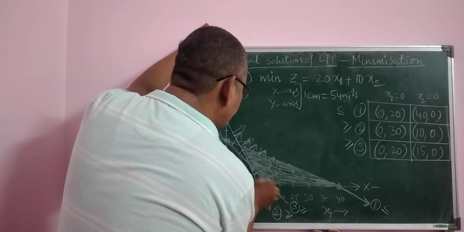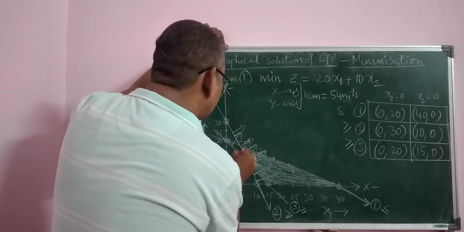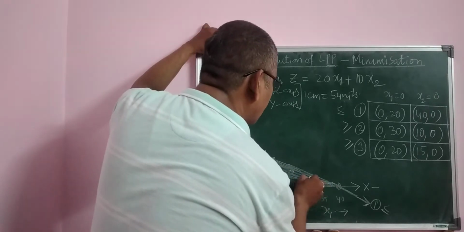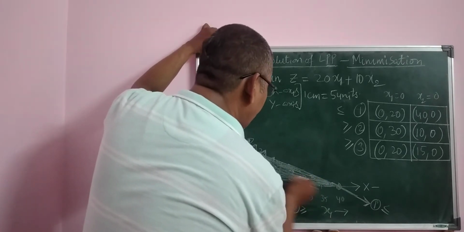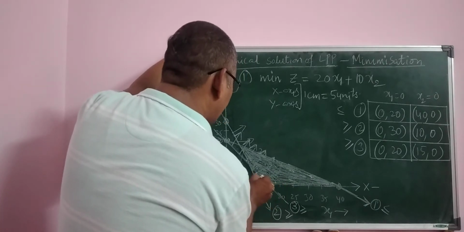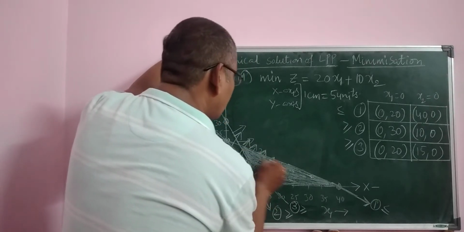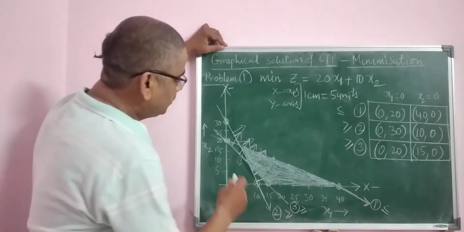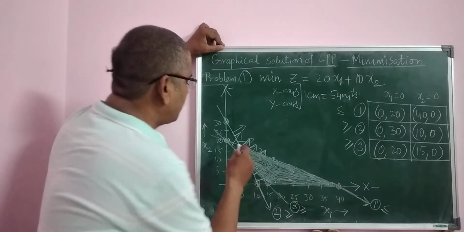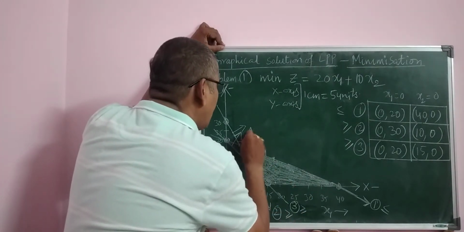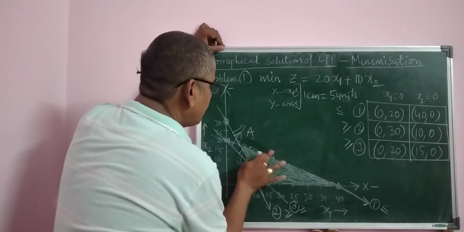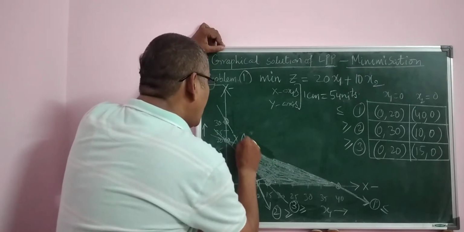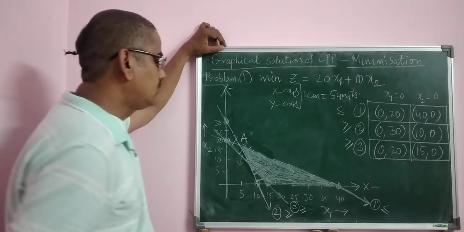Hope you understand. This is the region we have obtained as the common region, the feasible region. This is the common region for all 3 constraints. Now you can identify the corner points. You can start anywhere. I am starting here. This is A. After that you can erase the remaining lines.